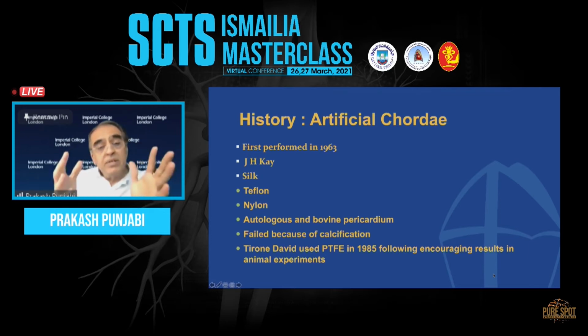A little bit about the artificial chordae, because that is what it is and that's what we do now. It was first performed in '63 by Kay using silk. Many people then used Teflon, nylon, orthologous, and bovine pericardium. All of them generally failed. I was very fortunate to spend some time with Professor David.